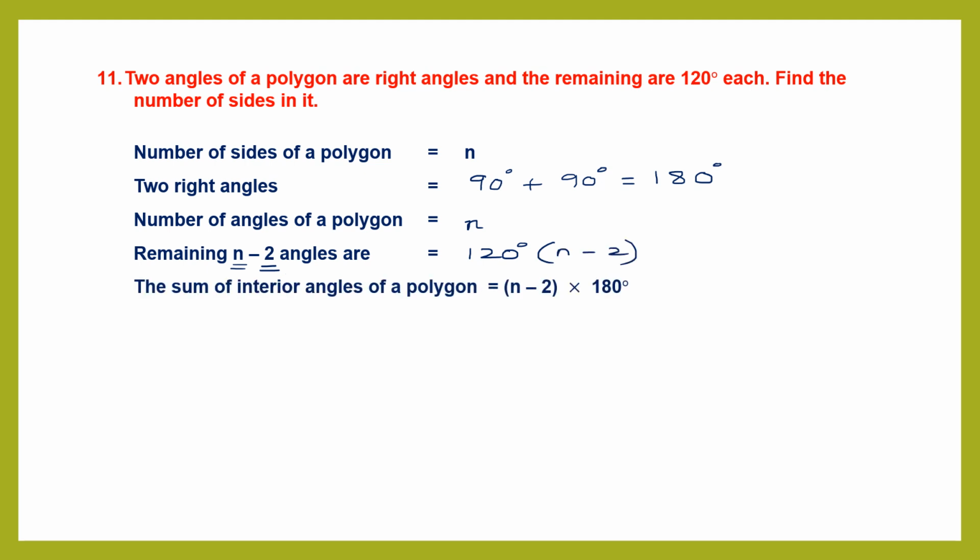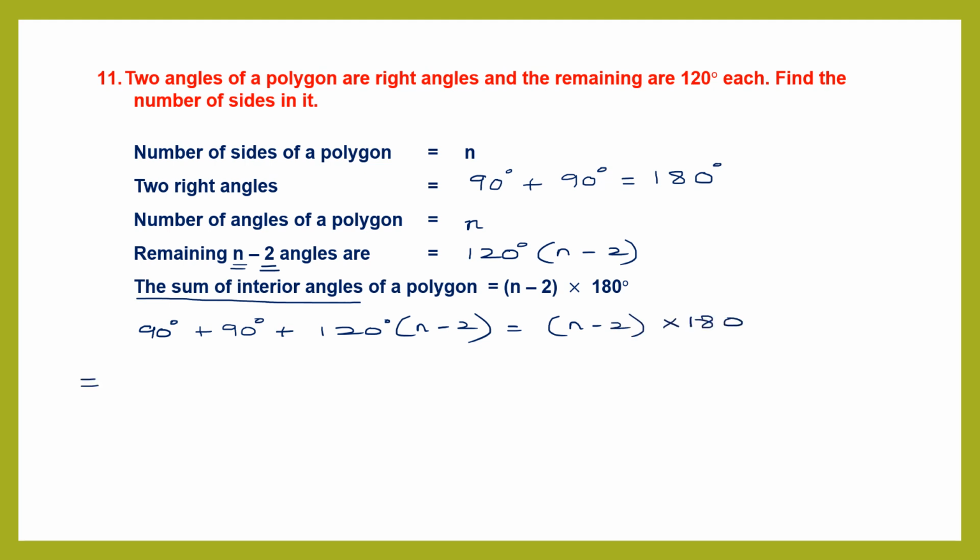Now, this we know, the sum of the interior angles of a polygon, and this is the formula, n minus 2 into 180. The sum of the interior angles. Now, what are all the interior angles? We have 90 degrees plus 90 degrees, 2. The remaining angles are 120 degrees into n minus 2. Okay, now 120 because here it says the remaining angles are 120 each. Apart from these two angles, it's all 120 degrees. Now this is equal to the right hand side, which is n minus 2 into 180. Now let's simplify this.